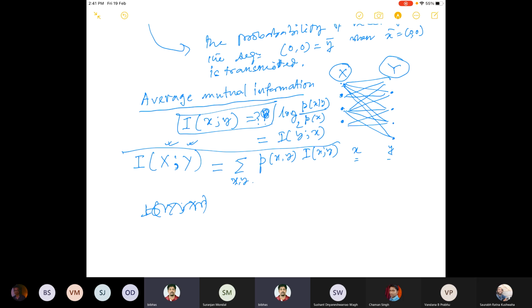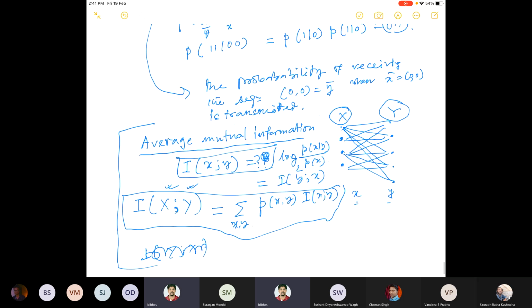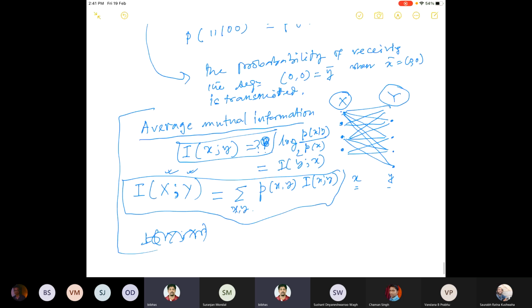Now we revisit this concept again because the channel capacity depends on mutual information. In fact, we will define channel capacity in terms of mutual information only. This is just a recall of whatever we discussed before. But before I define the capacity of the channel, let me introduce one more notation.